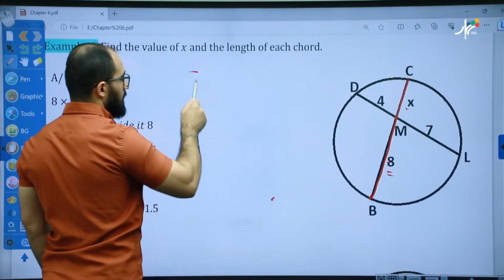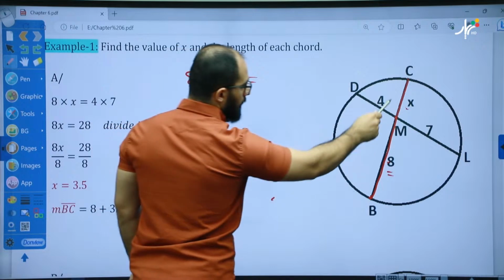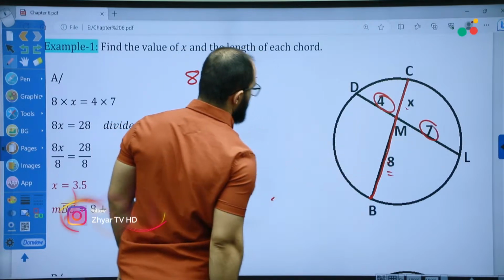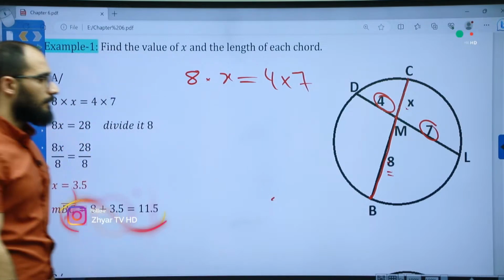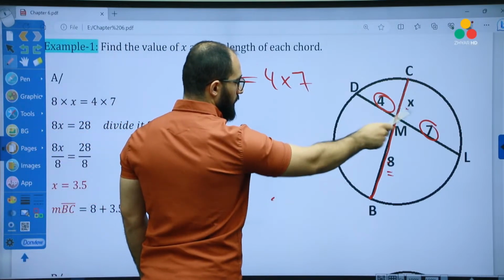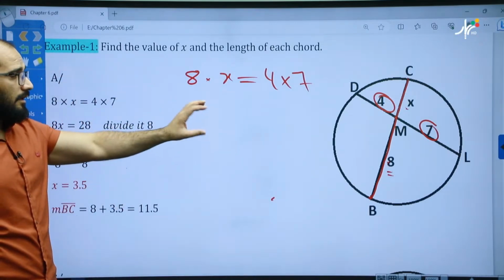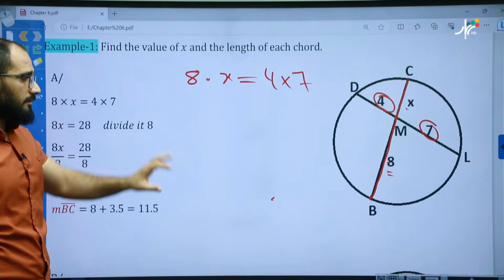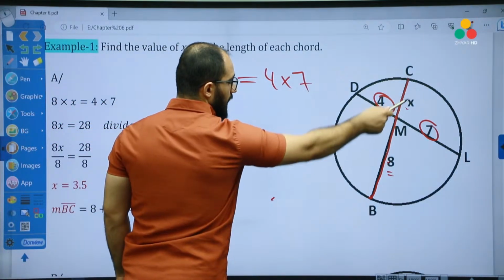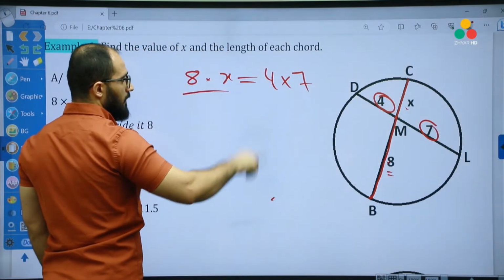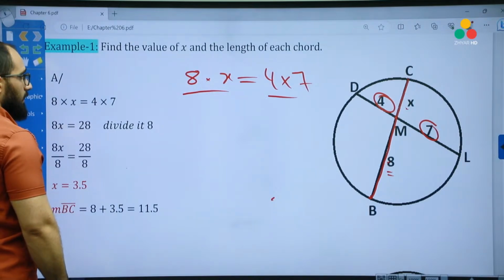8 times x equal 4 times 7. That's it. Okay? 8 times x, 4 times 7. This is for the interior. Please pay attention and try to remember it, because they have a different way to solve. For the interior, this is the way. 8 times x equal 4 times 7.